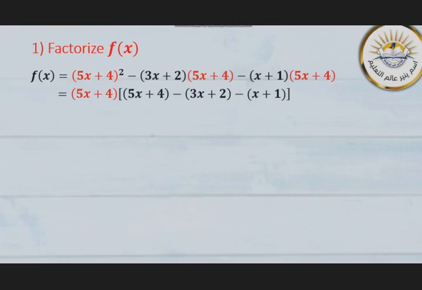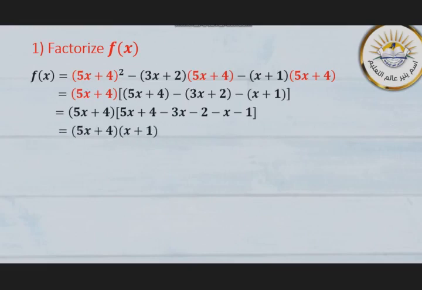So 5x plus 4 times the remaining things in each term. The remaining in the first term is 5x plus 4 minus (3x plus 2) minus (x plus 1). Inside the bigger parentheses, we remove the smaller parentheses and do some calculation. We add the x's together and the real numbers together. So the final answer will be (5x plus 4) times (x plus 1).